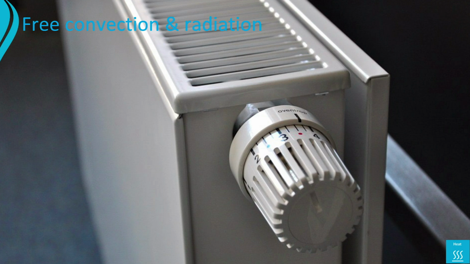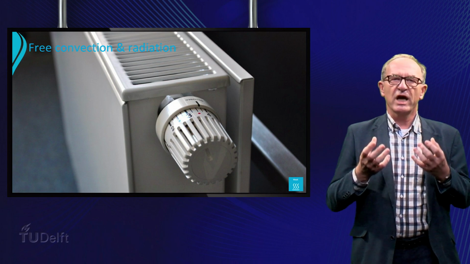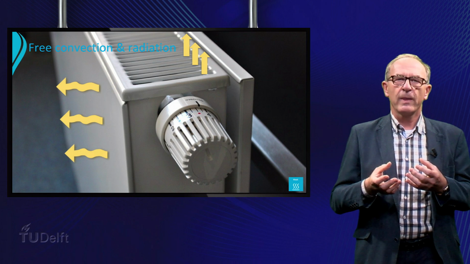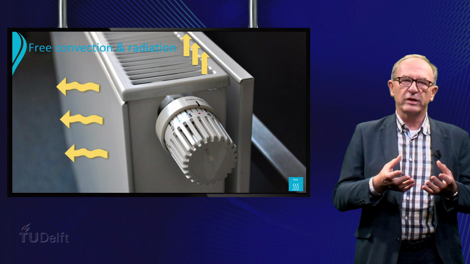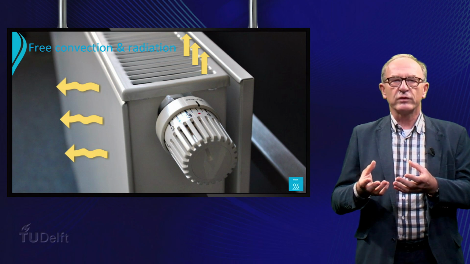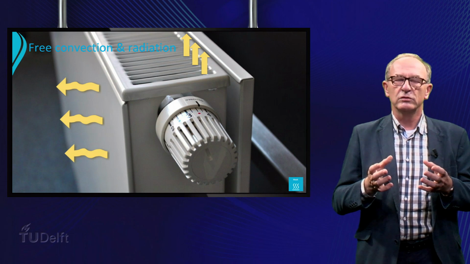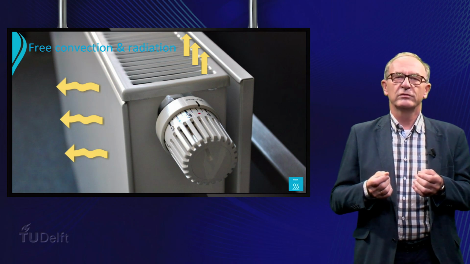In many situations, radiation occurs simultaneously with free convection. Examples are radiators in houses where free convection and radiation are combined. If we calculate the heat loss by free convection of a radiator, we see that the heat transfer coefficients of radiation and free convection are of the same magnitude. We will illustrate this in one of our glass plate examples.